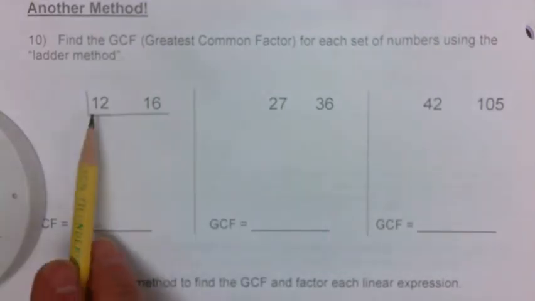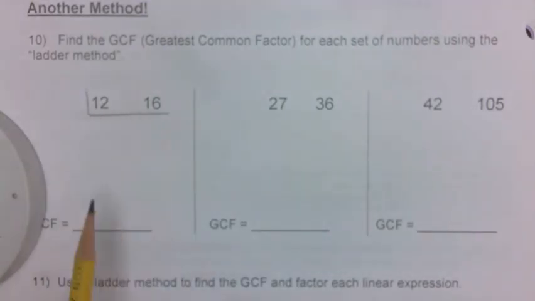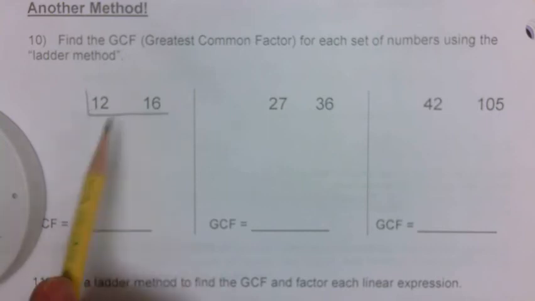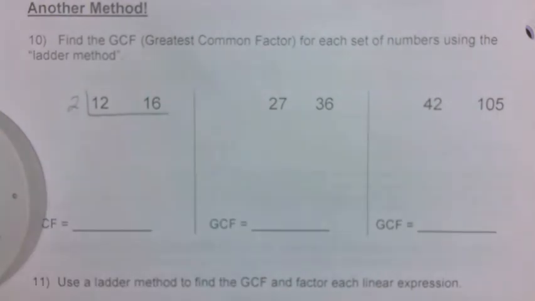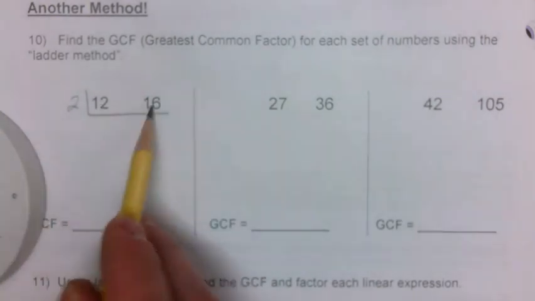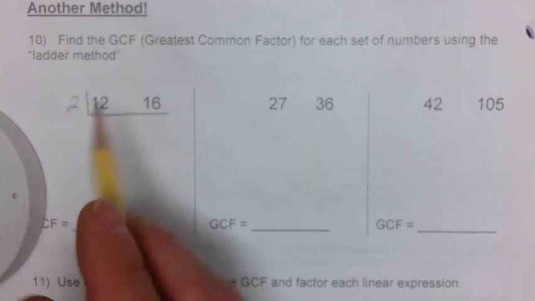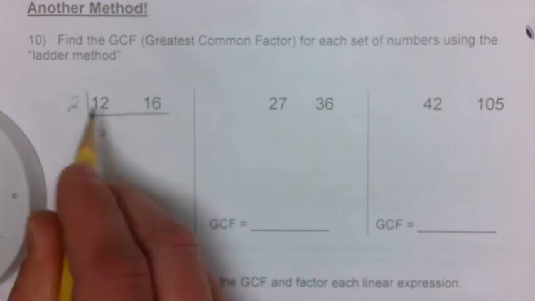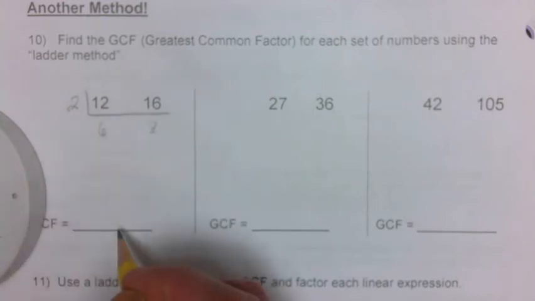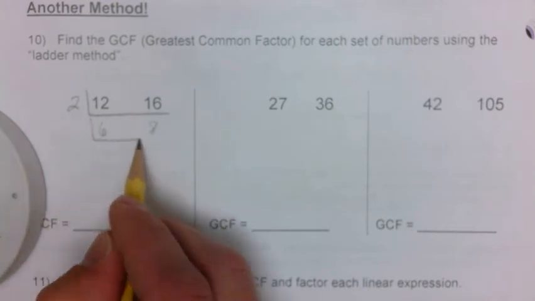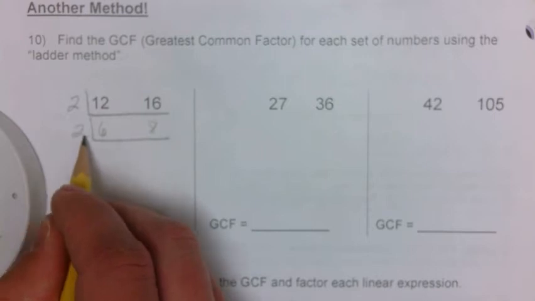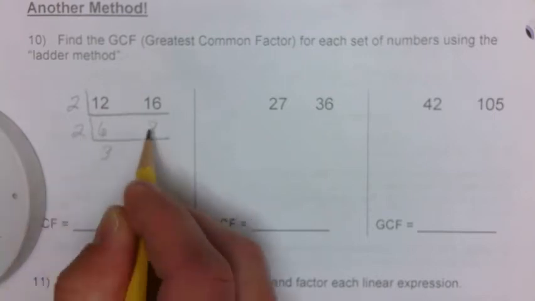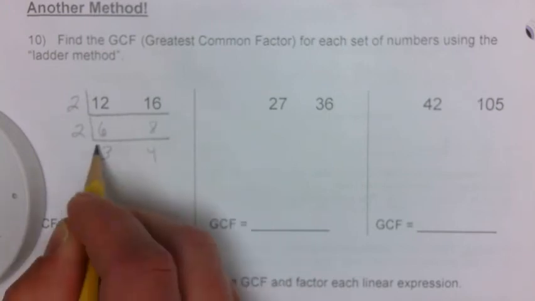I'm going to look for any number that's a factor of 12 and 16. Looking at both of those numbers, they're both even, so I know that 2 would be a common factor. I'm going to divide each of these numbers by 2. 12 divided by 2 is 6. 16 divided by 2 is 8. Now I'll do the same thing with 6 and 8. They're both still even, so 2 is a common factor. 6 divided by 2 is 3. 8 divided by 2 is 4.